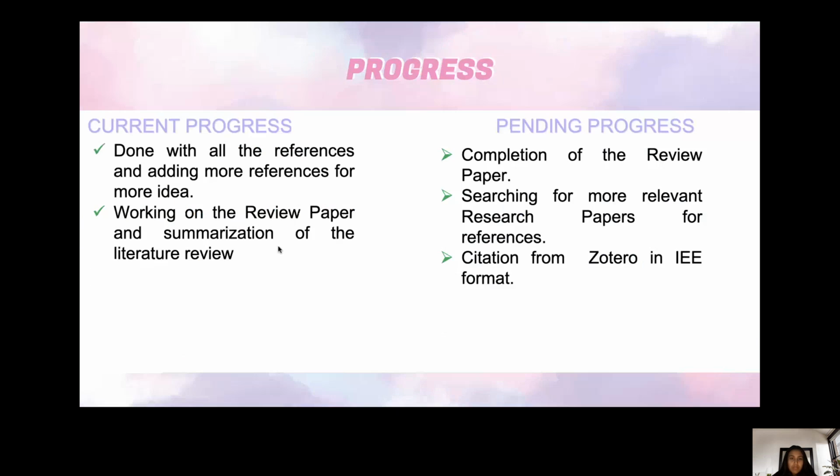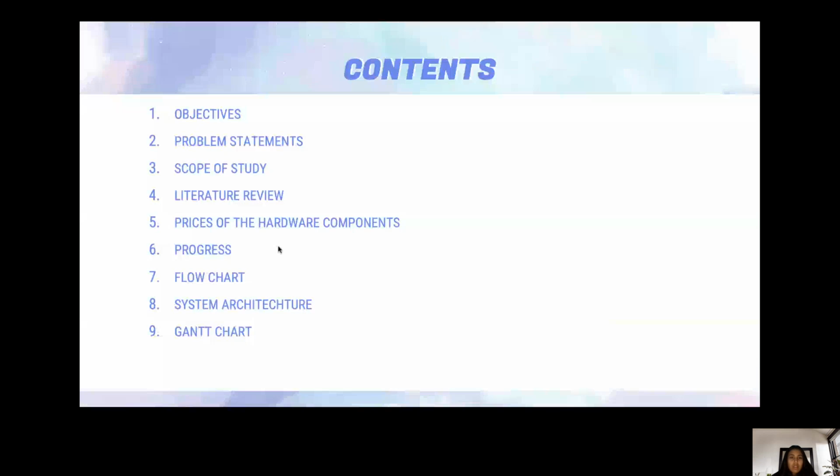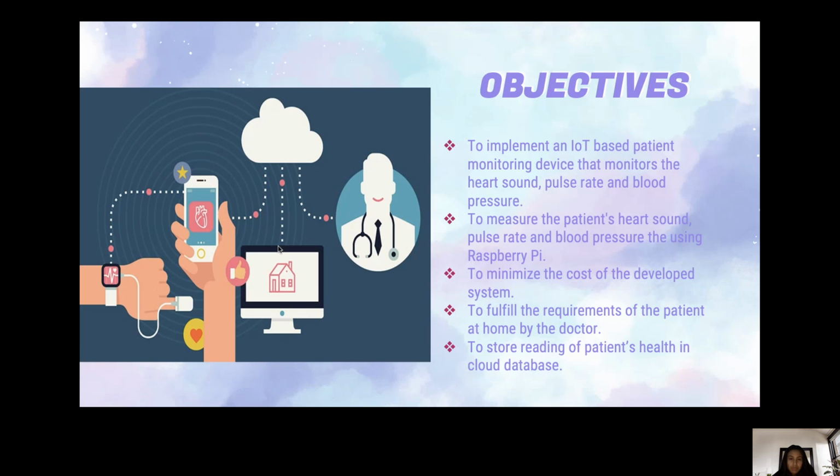So moving forward to my contents, I have covered objectives, problem statements, scope of study, literature review, prices of the hardware components, progress, flowchart, system architecture, and Gantt chart.